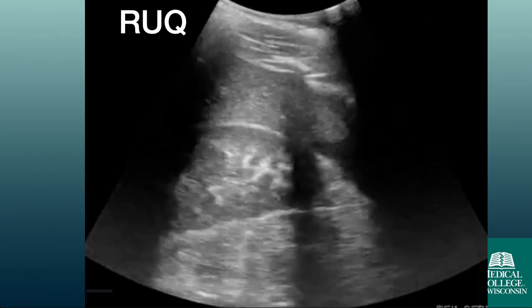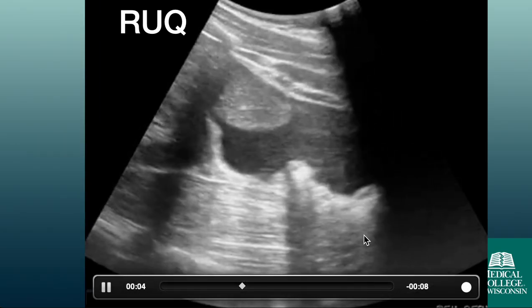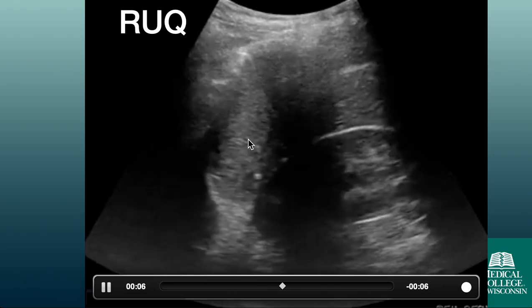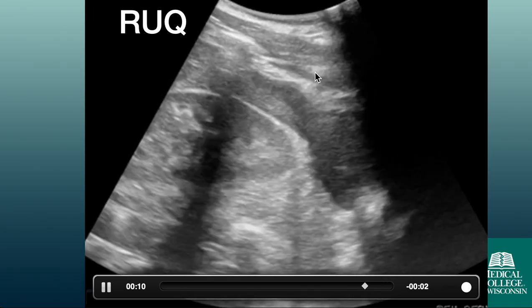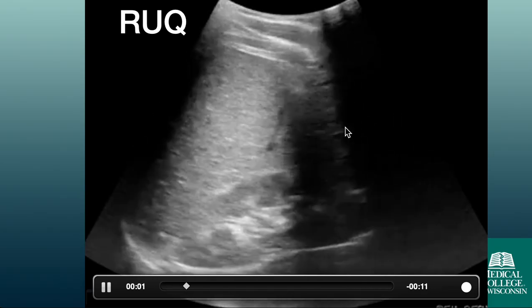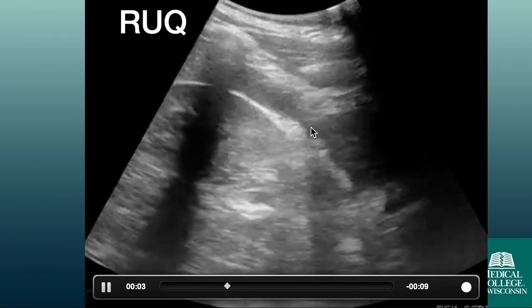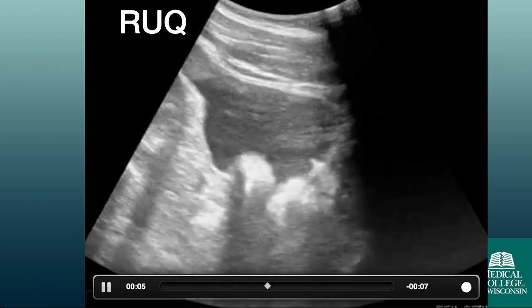Here's just another example of another positive FAST. Again, stressing the importance of looking between the kidney and the liver. There's shadowing here coming from the top of the screen, which is from the ribs. And as you scan towards the feet, or caudal, you see free fluid on the liver tip, indicating that there's free fluid in the abdomen.